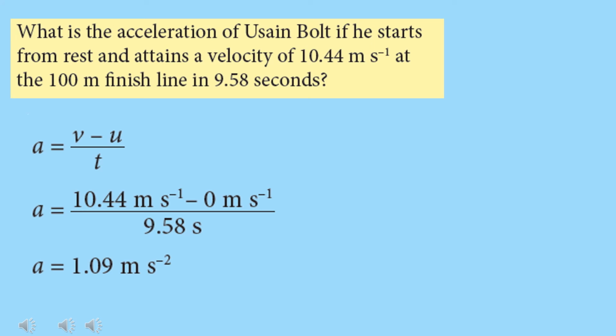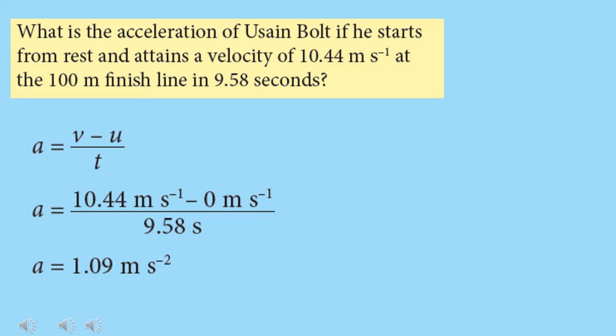Usain Bolt is one of the best sprinters in the world. What is his acceleration if he starts from rest and attains a velocity of 10.44 meters per second at the 100 meters finish line? He clocked a record 9.58 seconds in the race.